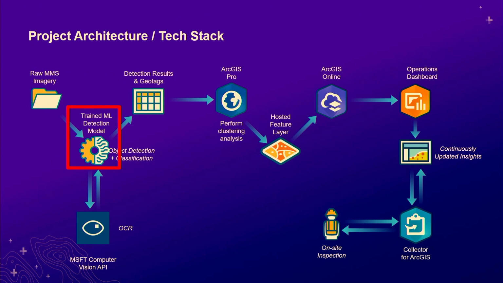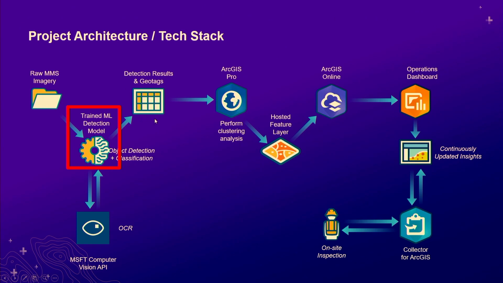What you saw on the previous slide really fits into this little red box here. So that's going to be your trained model. For your overall project architecture or tech stack, you have access to your raw MMS imagery. That's fed into your machine learning model, which comes up with all of these predictions and saves them into a CSV file or what have you. At the same time, if you have access to some kind of OCR pipeline, in this case we're using the Microsoft Computer Vision API for optical character recognition, we're piping that also into the output CSV file.